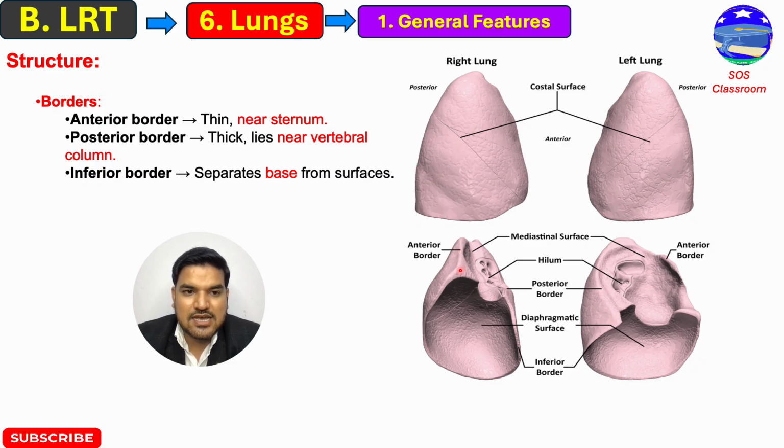Posterior border is thick and near the vertebral column. You can see this is the posterior border. It is thick compared to the anterior border. And last is the inferior border. You can see this is also thin, and the inferior border is toward the base of the lungs. There are three borders: anterior border toward the sternum side, posterior border toward the vertebral column, and inferior border toward the diaphragm or base of the lungs.